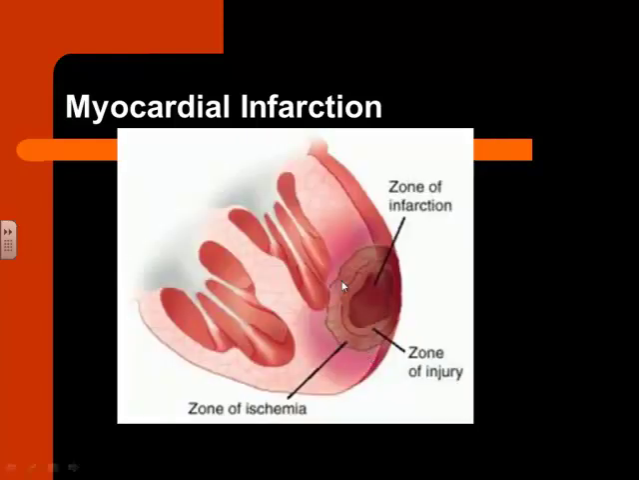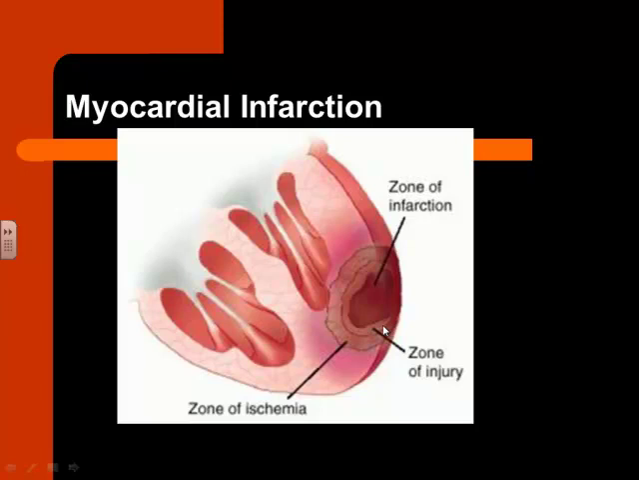So then this picture here just shows the initial zone of ischemia. So when they do have a blockage in the artery, they get that ischemic area due to that lack of blood supply. And if we don't get that patient to the cath lab quick enough and get that artery opened, then the muscle starts to get injured. So that's what this second layer is.